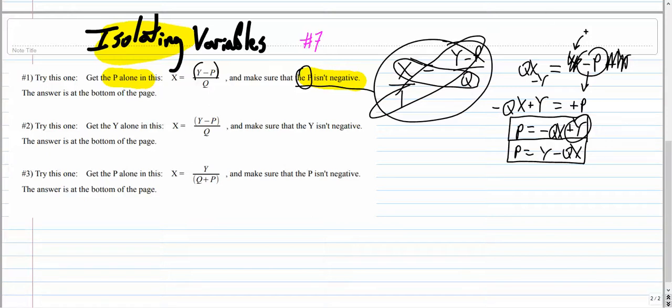So there's one down. How about I do this second one and I talk a lot less, because it's going to look pretty similar. So here we go.